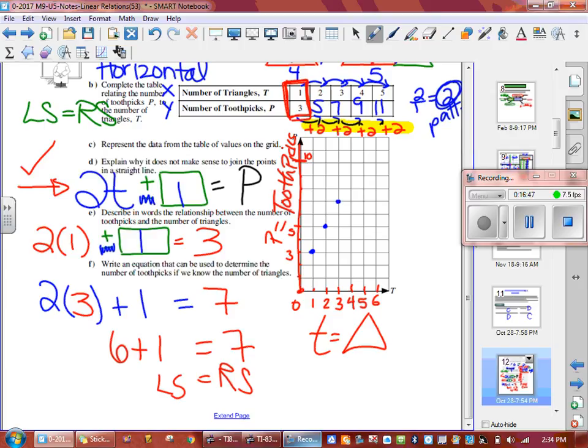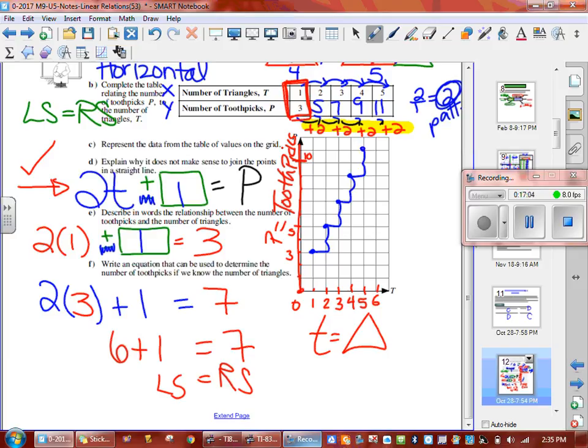I'm going to go 1 right, 2 up. 1 right, 2 up. So what do you think the next one is? 1 right, 2 up. Okay, that's our slope.